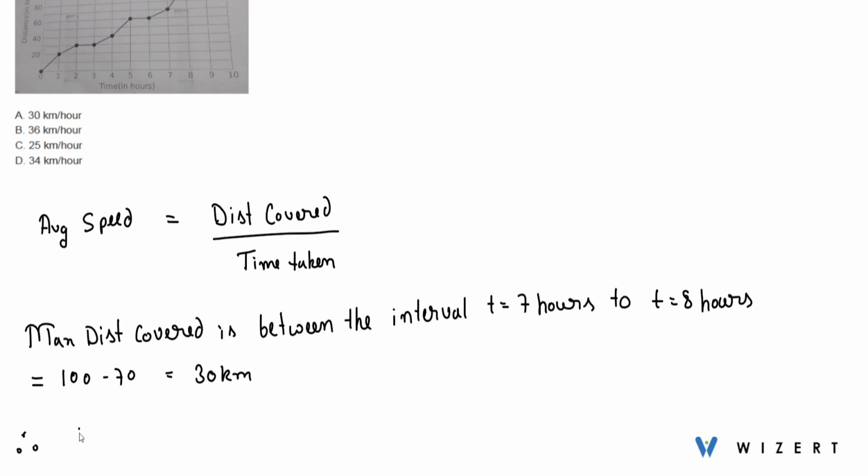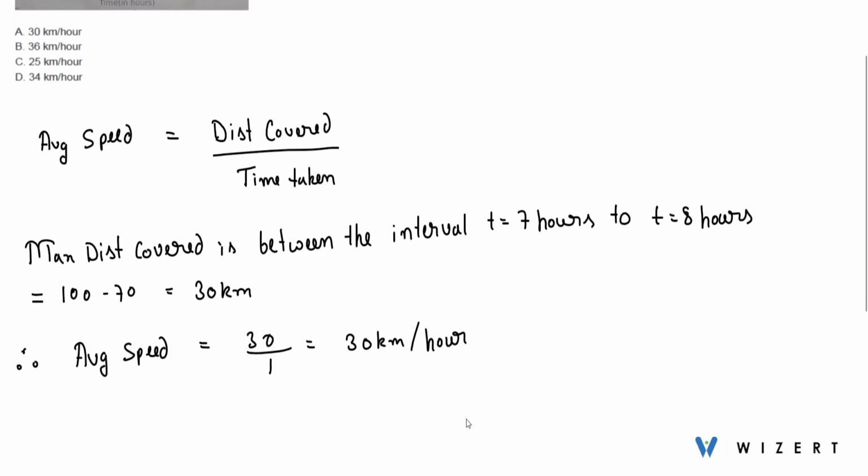Therefore, average speed will be equal to 30 upon 1, which is equal to 30 kilometers per hour. Therefore, upon careful observation we see that option A will be our required final answer.